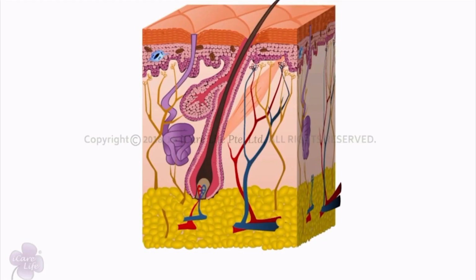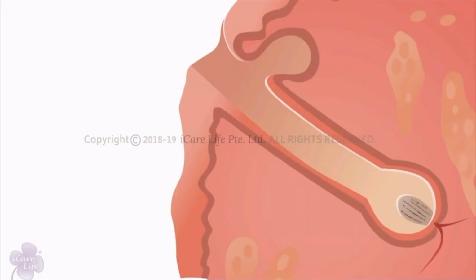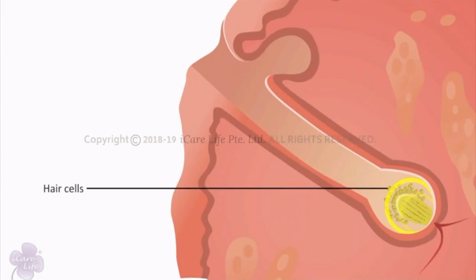There is a tiny muscle strand called arrector pili attached to each hair, which makes the hair stand when we are scared or feel cold. Hair also has nerves around it. Let us now look at how a hair grows. Hair cells are formed at the papilla.